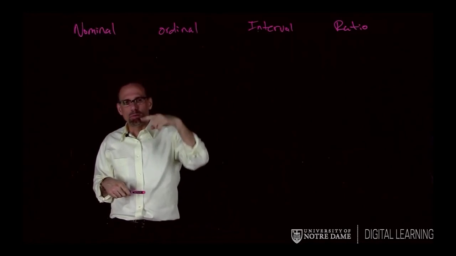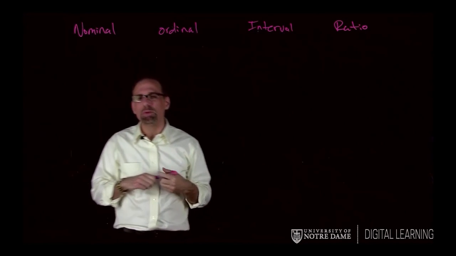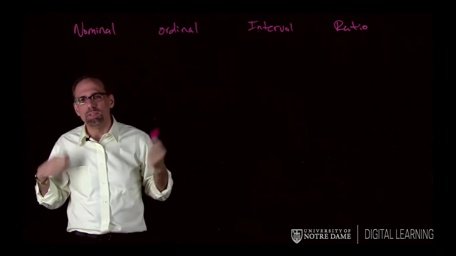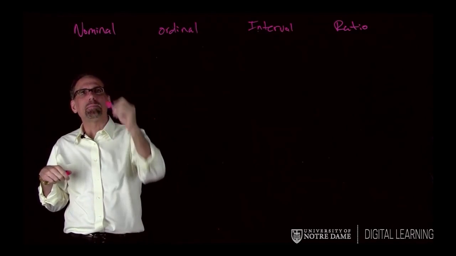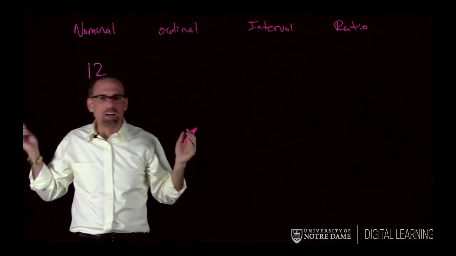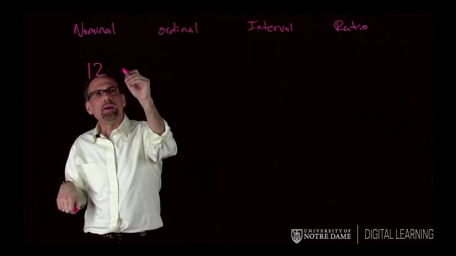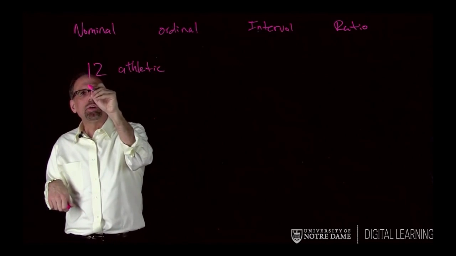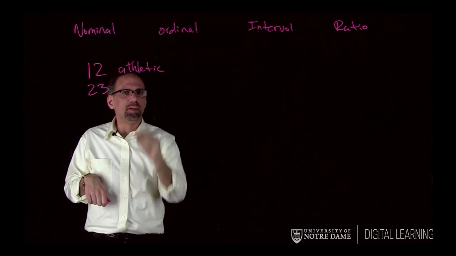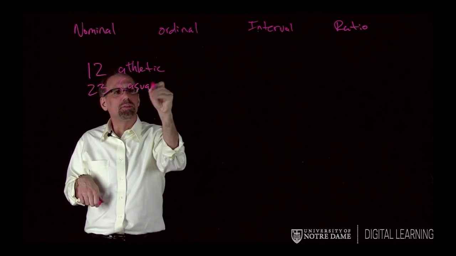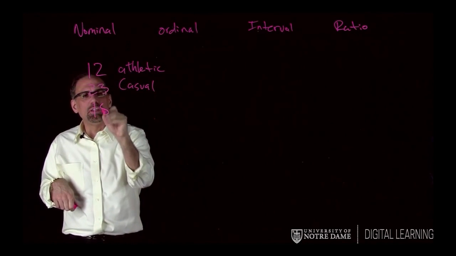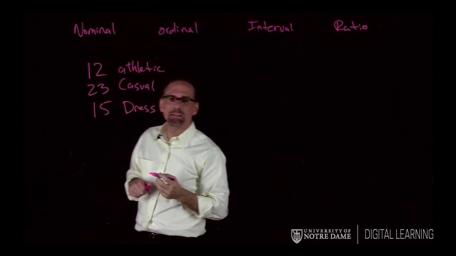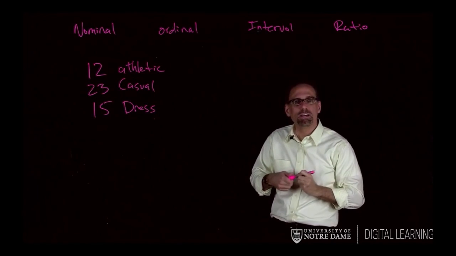Well, let's go back to when we were doing levels of measurement. We had this example about shoes, right? So let's just suppose some data here about shoes. I'm just making this up, but let's say we went into somebody's closet and they had 12 pairs of athletic shoes, 23 pairs of casual shoes, and 15 pairs of dress shoes. Okay? Great. There's our data. That's what we're going to analyze here.